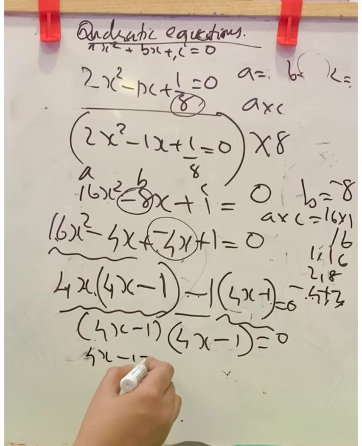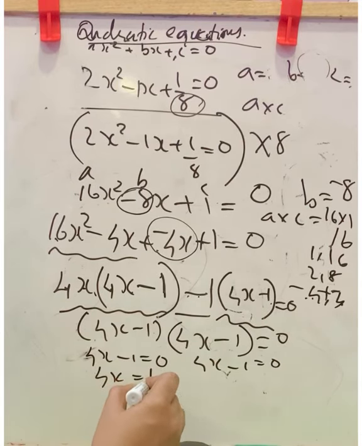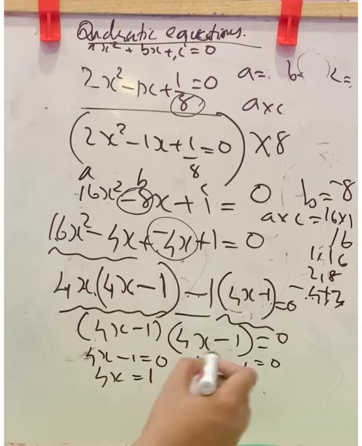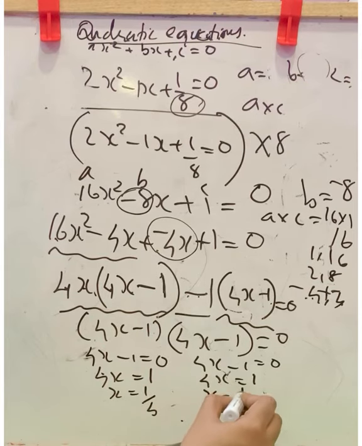4x minus 1 equal to 0. 4x equal to positive 1. Here also 4x equal to positive 1. X is equal to 1 by 4. 4 taken to RHS, it goes to denominator. Here x is again 1 by 4. Zeros are 1 by 4, 1 by 4.